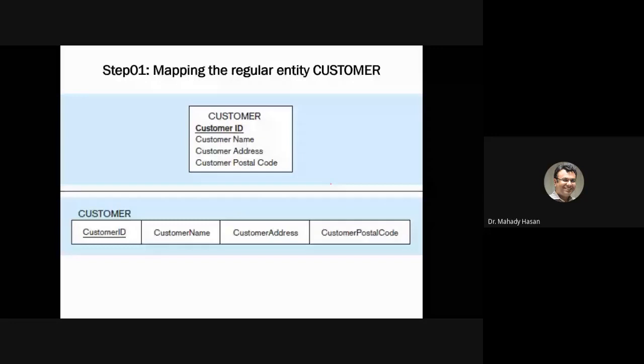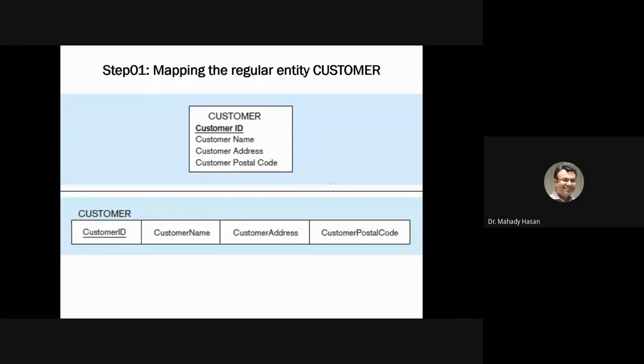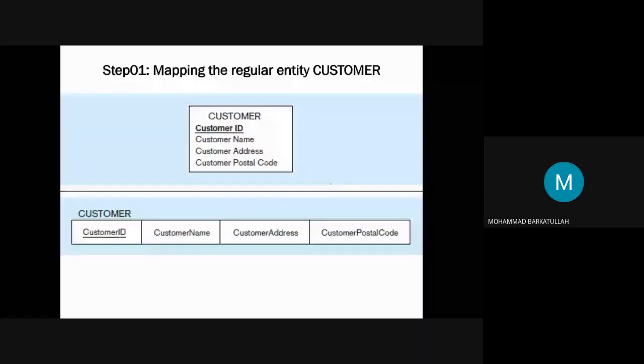Can anyone tell me what kind of attributes are these? Customer ID, key type of attribute. What type of attribute is customer ID? Primary. Customer ID is the primary key. Very good. Next one. Customer name. What type of attribute would be customer name?